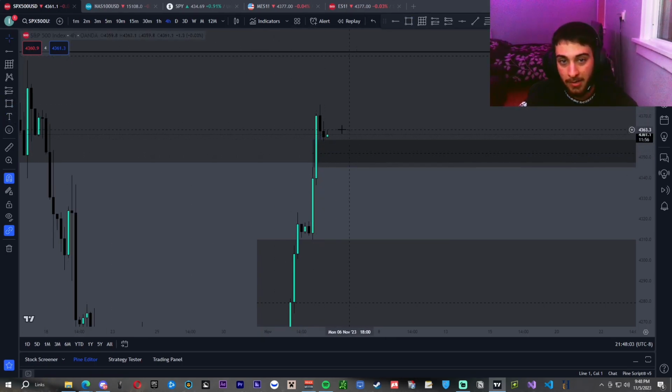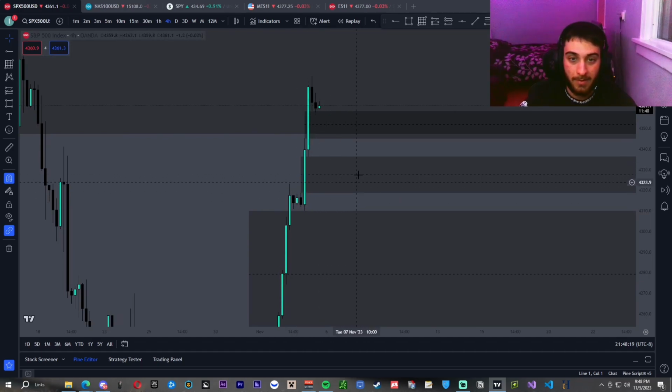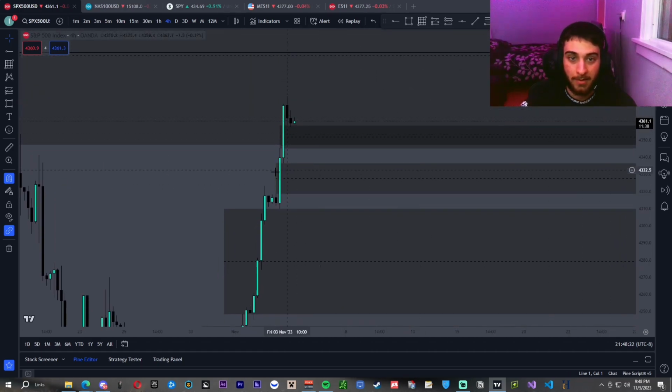So if we hesitate around here going into Monday, I might want to look for a touch into this fair value gap. But if we completely destroy this fair value gap, I might want to look into this one or this order block right here. Honestly, this fair value gap territory looks the best. Again, fair value gaps have been working really well for me, so that's what I'm gonna keep using.